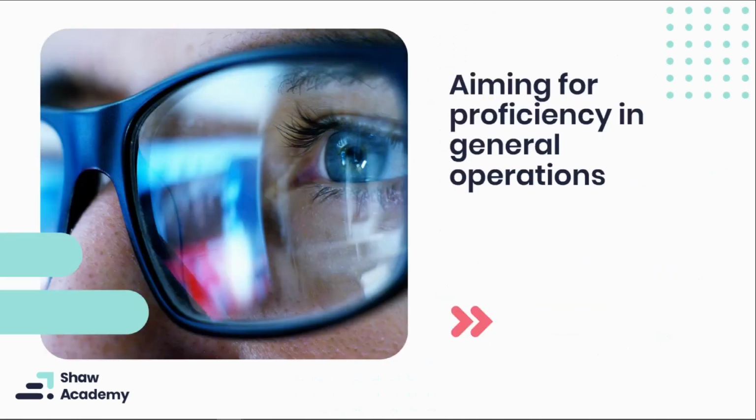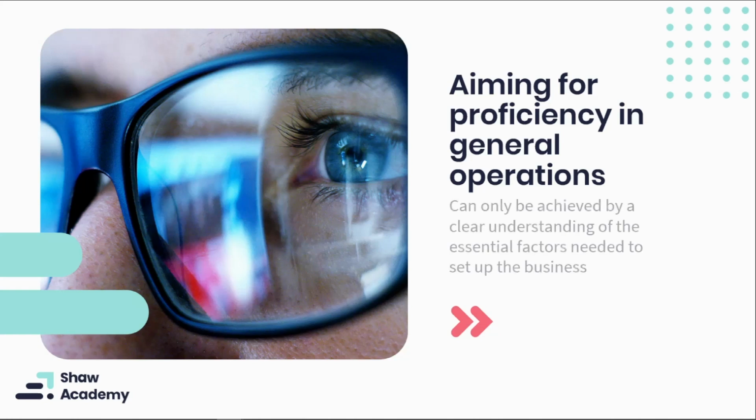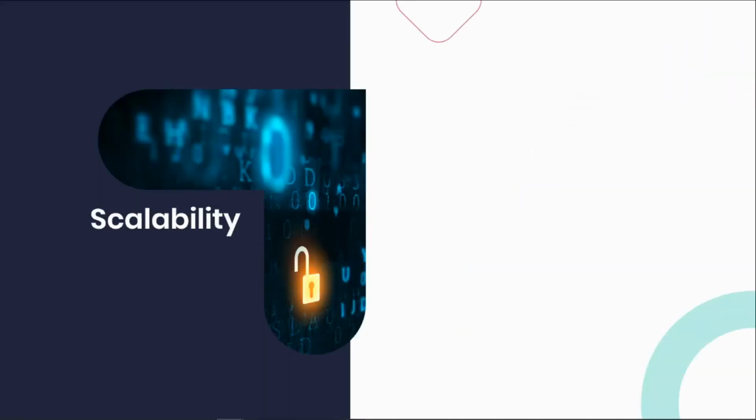The bottom line is that every business needs to aim for proficiency in its general operations. In other words, to run the very best operation you possibly can. A computer network would be one of the ways to achieve this. But operational proficiency can only be achieved by a clear understanding of the essential factors affecting this key business decision. What are some of those essential factors?